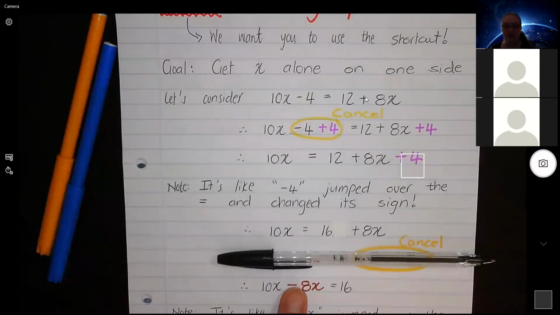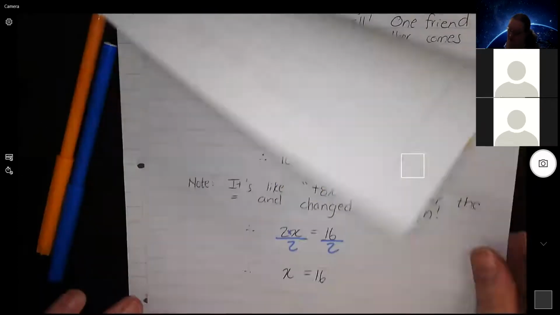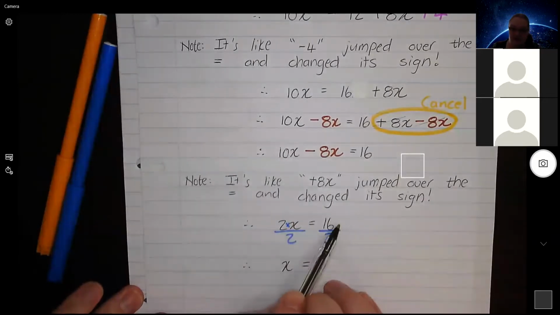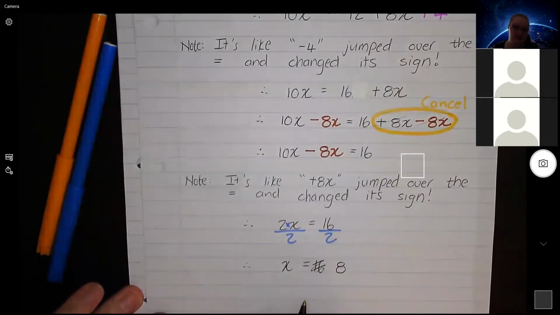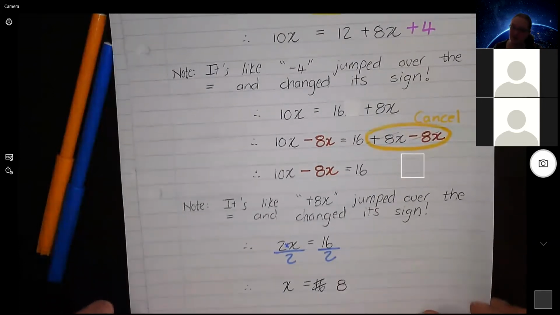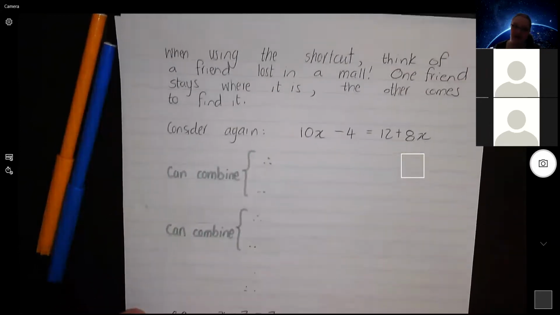And I'm going to show you now, this may be a little bit confusing. It's just to explain where the shortcut comes from. Okay. And then we have 10x minus 8x, which is 2x equal to 16. Divide by 2, that gives us 8. Sorry. 8 on that side. Okay, I hope that makes a little bit of sense to some of you. If it didn't make sense, don't worry about it, because I'm going to explain it again now in a short way.